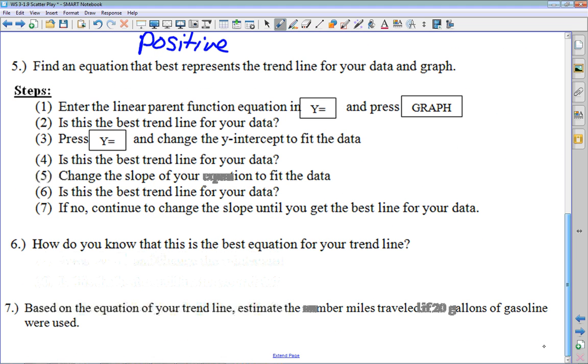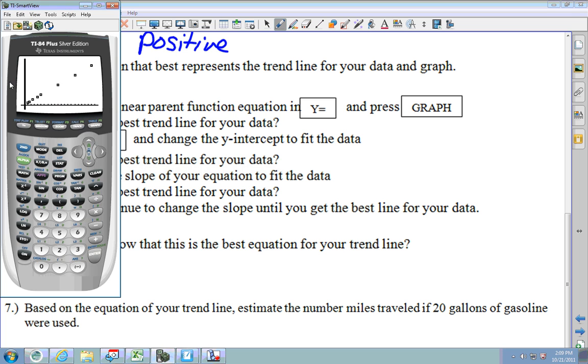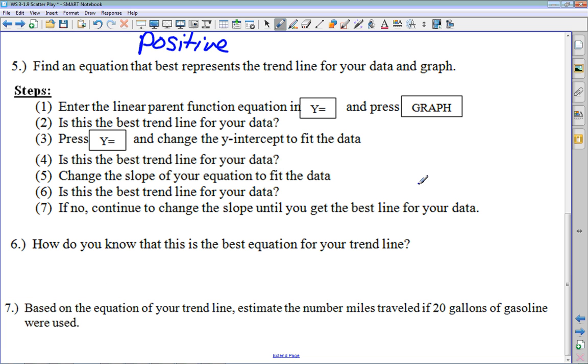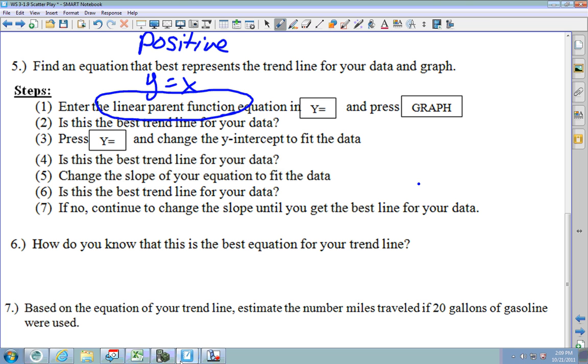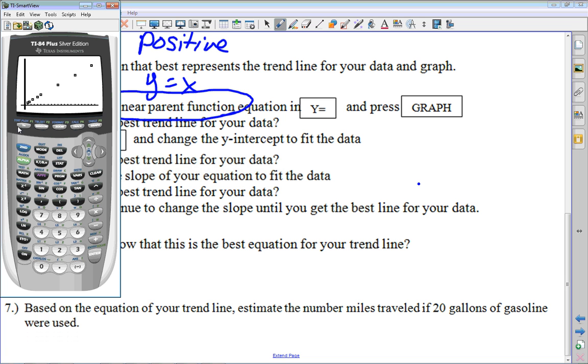Now, the next thing we have, it's going to ask us to find the equation that's going to actually go through these points right here. Okay? Now, it says to enter the linear parent function. This is why this is important. What is the linear parent function? Yes, it's y equals x. So let's go into the calculator right here, and let's go to y equals and put in there x, and let's press graph.